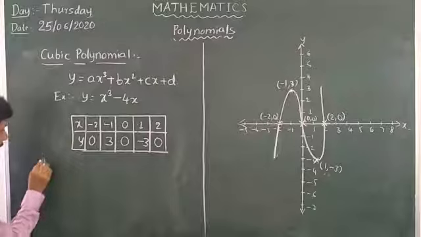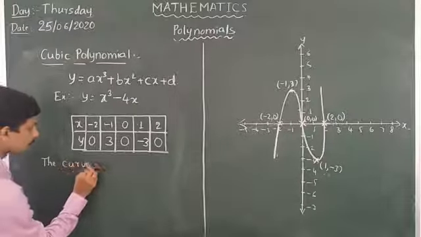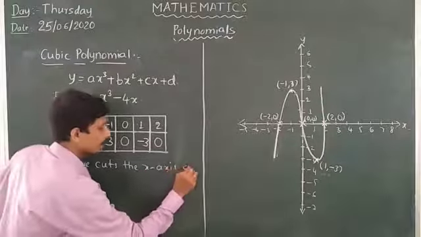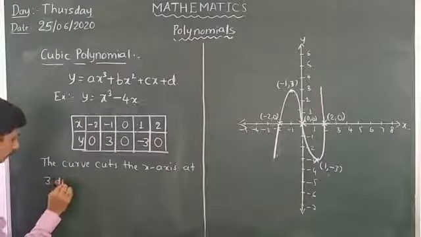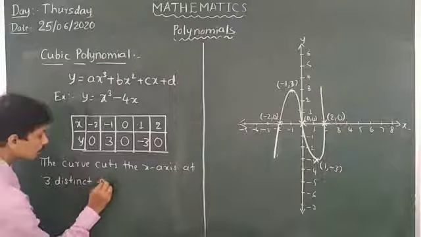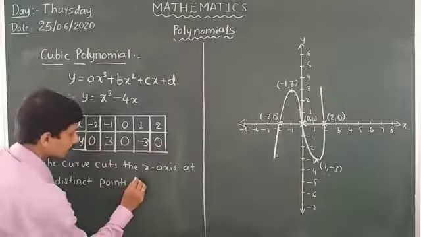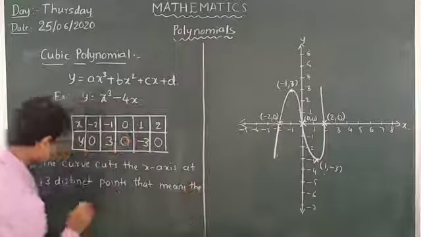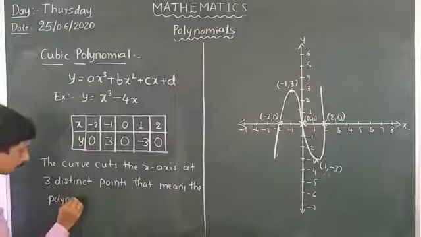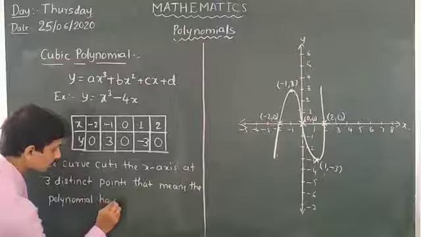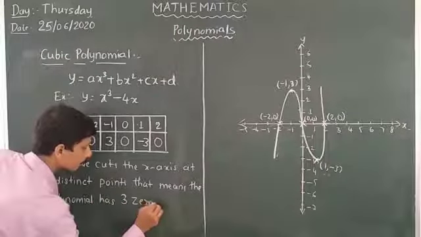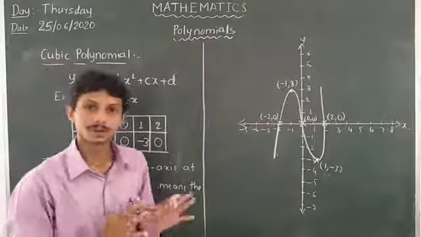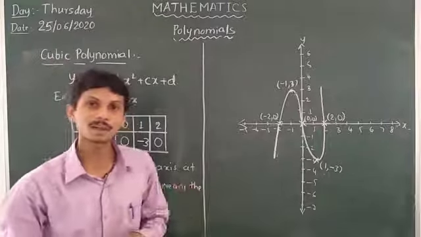So the curve cuts the x-axis at 3 distinct points. That means the polynomial has 3 zeros. So from this we got the zeros of the polynomial.